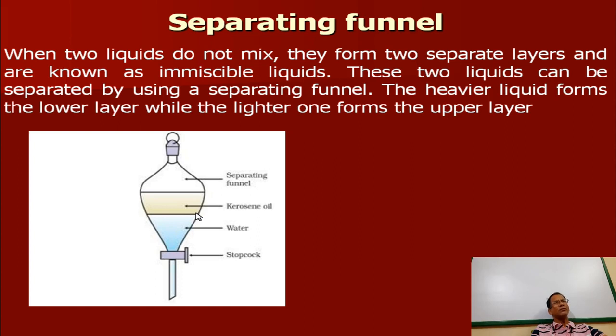So in this method, we can separate liquids on the basis of their density. The lighter will be at the upper layer and the heavier at the bottom layer. Suppose we separate an oil and water mixture using a separating funnel. Oil is lighter, so it will remain at the upper layer and water will be at the bottom layer. From the bottom, when you open the stopcock, the water will go out, keeping the oil in the separating funnel. So in this way we can separate different immiscible liquids from the mixture.